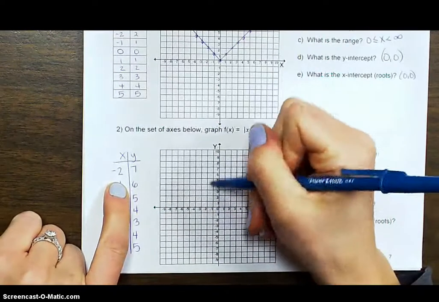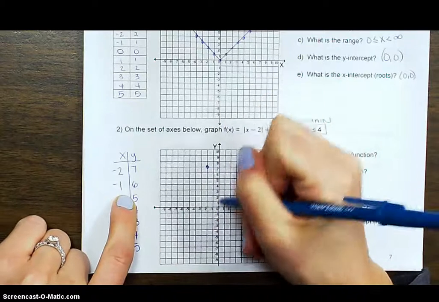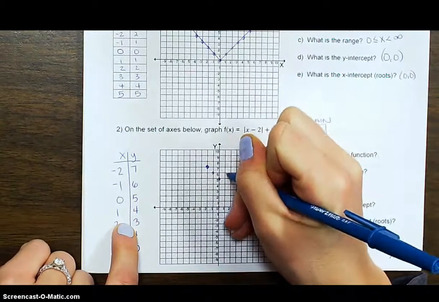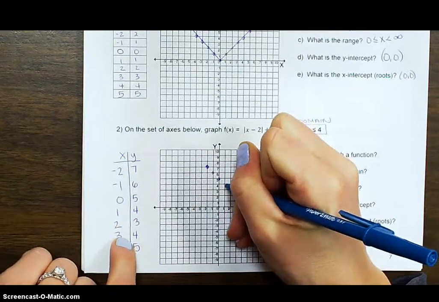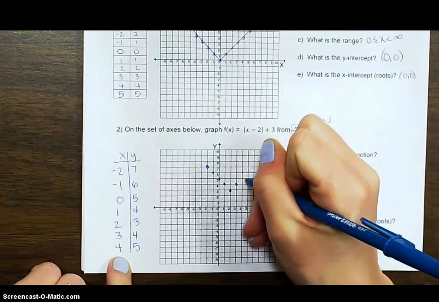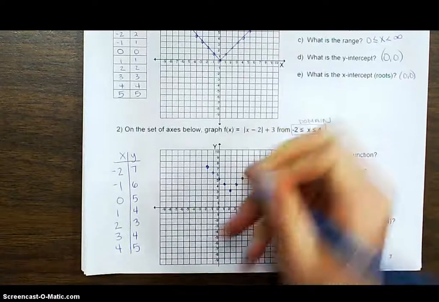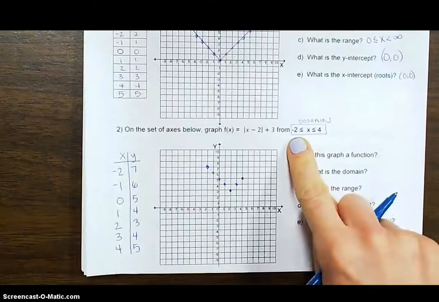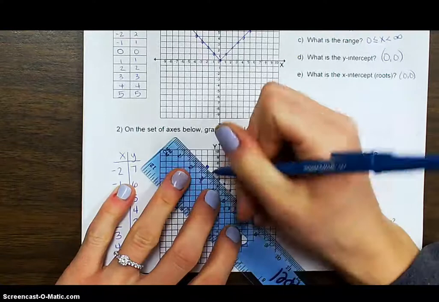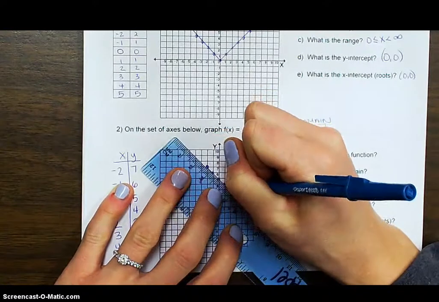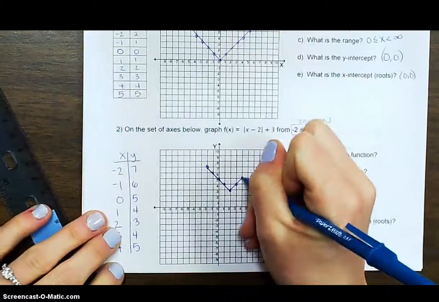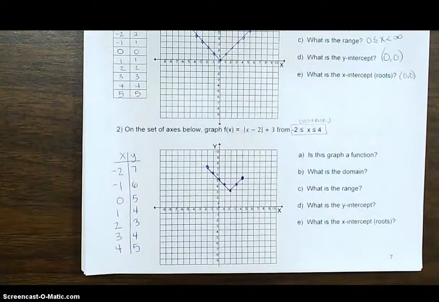So -2 and 7, -1 and 6, 0 and 5, 1 and 4, 2 and 3, 3 and 4, so now we're going back up. Now, when we connect these, because it told us we're only going from -2 to 4, you cannot draw arrows. So all you're going to do is connect your dots, but that is it. You're going to end at that end dot. So right there to right there.